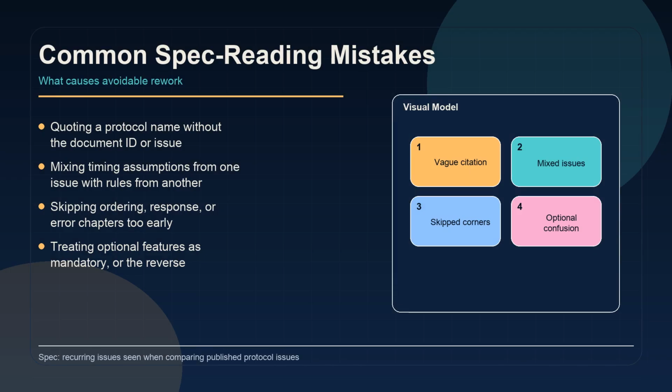The recurring mistakes are predictable. Teams cite a protocol name without the exact issue, mix rules from different releases, or delay reading the ordering and error behavior until too late. Another common problem is not being explicit about optional features.